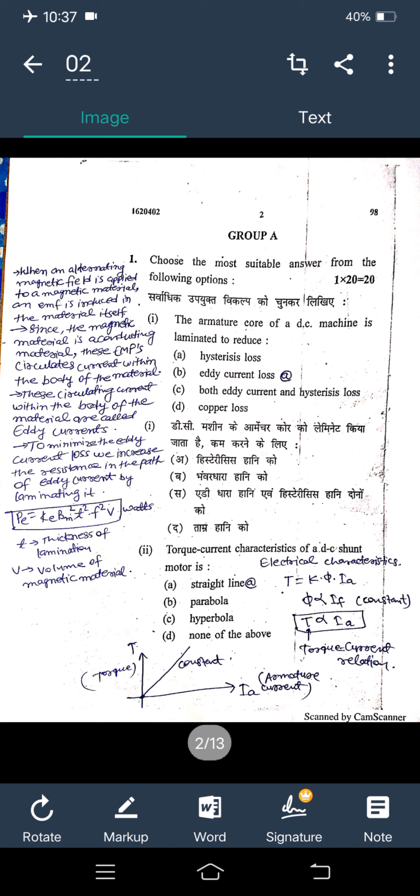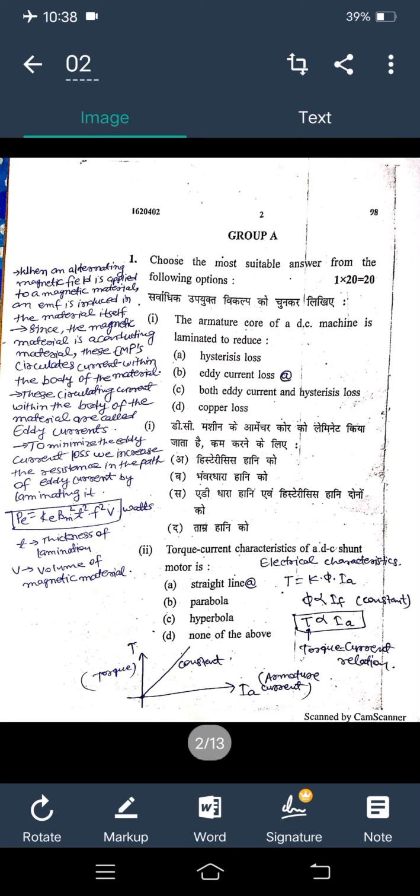Because when an alternating magnetic field is applied to a magnetic material, an EMF is induced in the material itself. Since the magnetic material is conducting material, this EMF circulates current within the body of the material. These circulating currents within the body of the material are called eddy current. To minimize eddy current loss, we increase the resistance in the path of eddy current by laminating it. So to minimize eddy current loss, we have to laminate the core of the armature.